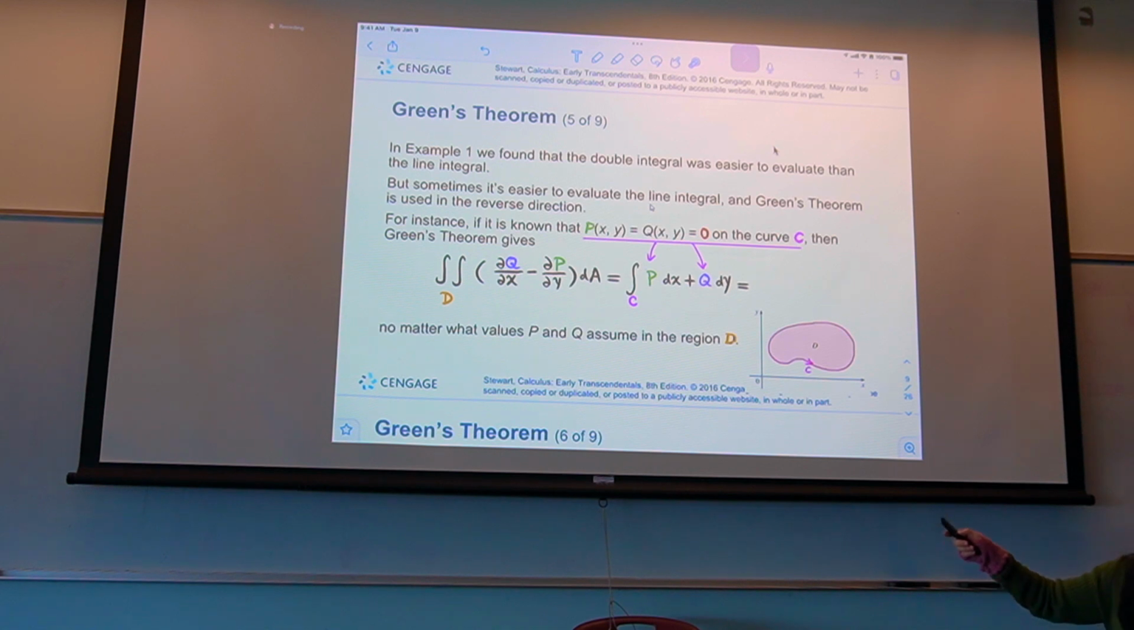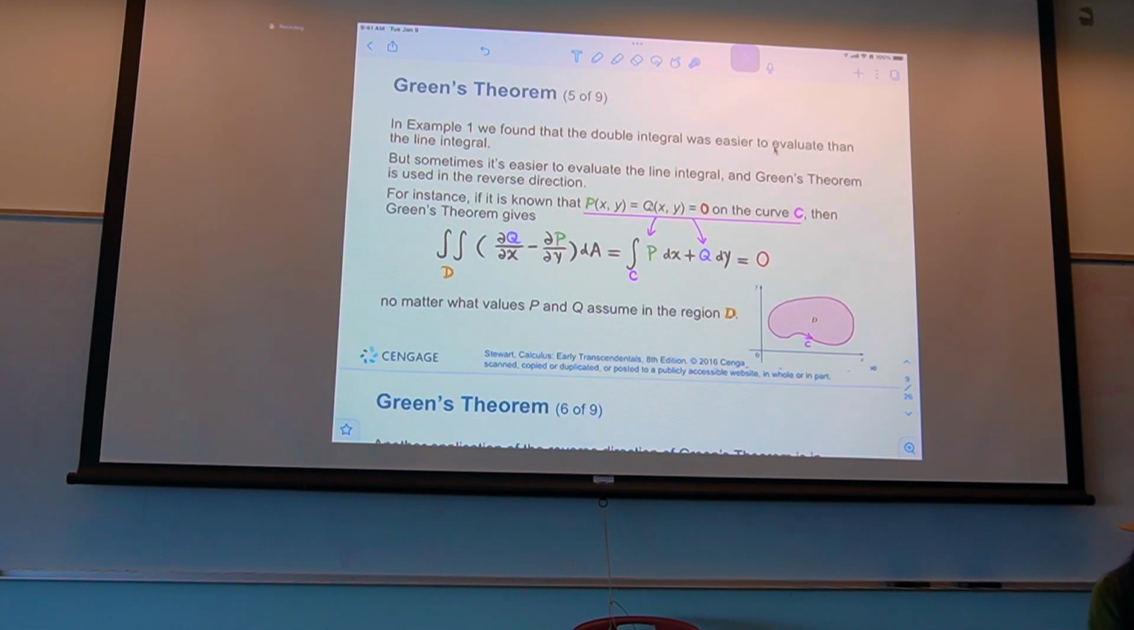When do we use it? This is one example that we use it: when P and Q are equal to 0 on the boundary. So if you know that on the boundary over here, P and Q are equal to 0, it doesn't matter what happens inside the region. Then what happens here? If P and Q are equal to 0 over C, then this line integral over C will be equal to 0.